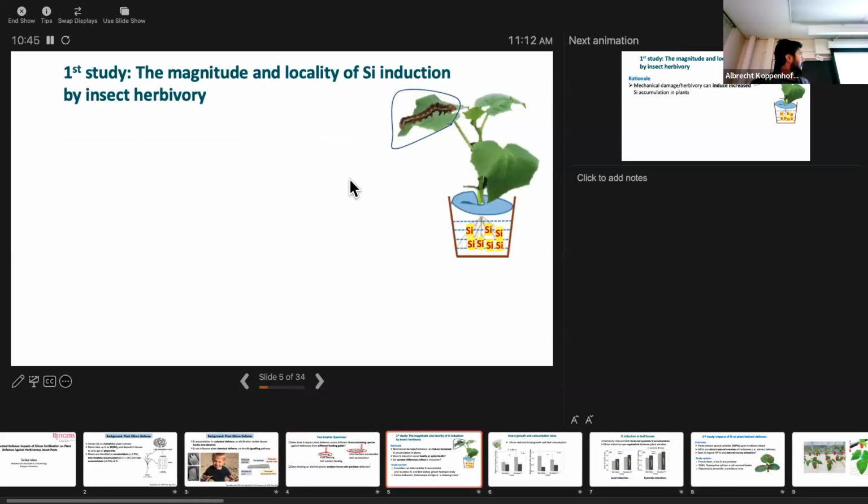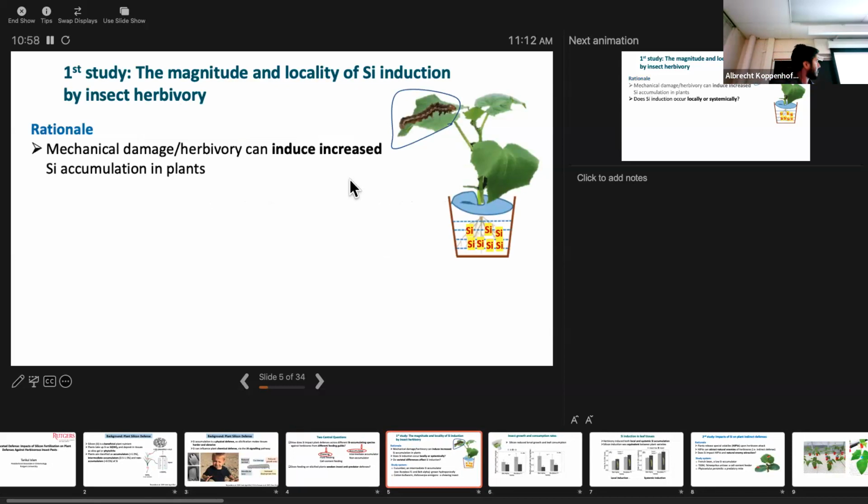Alright, so the first study I conducted was a glasshouse experiment where we looked at the magnitude and locality of silicon induction by insect herbivory. There are reports that mechanical damage or insect feeding can induce increased silicon accumulation in plants, because when plants are under threat, they accumulate more silicon to defend themselves against herbivores.